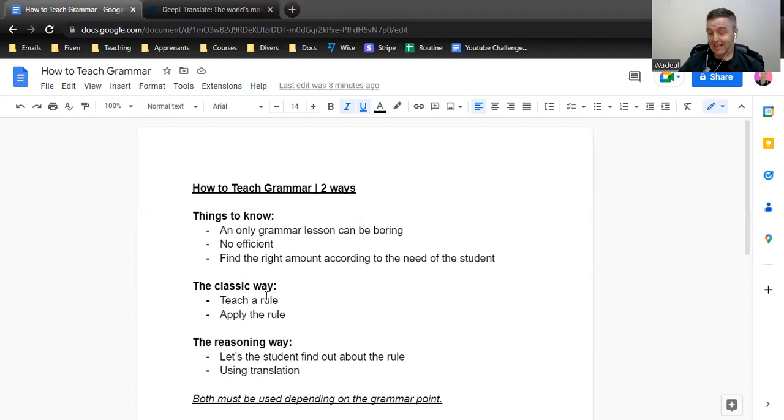So first, you've got the classic way. First of all, I recommend you use both, the classic and the reasoning way. The classic way, most of the time I use it when it's something where I know this is the only way. If it's a student who is a bit advanced, who knows what he is doing, and is good at remembering things, I say, okay, this is the rule, you have to apply the rule.